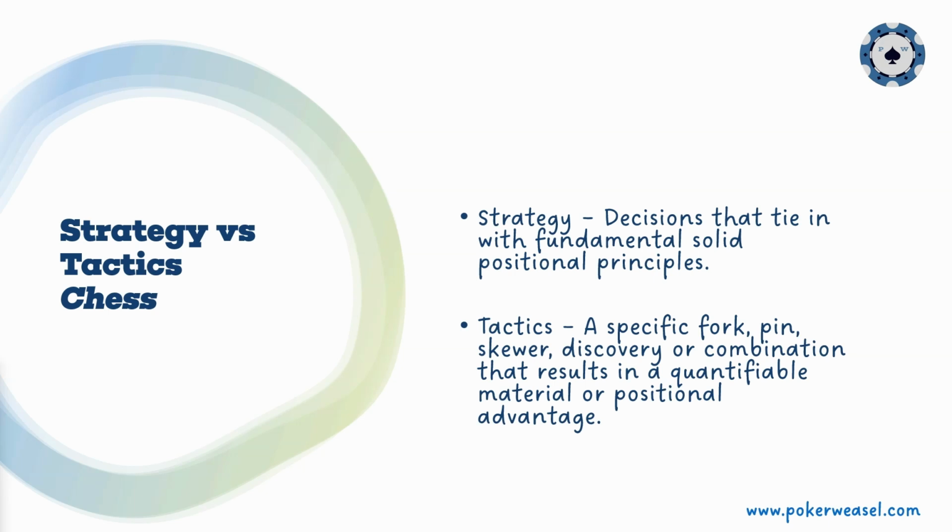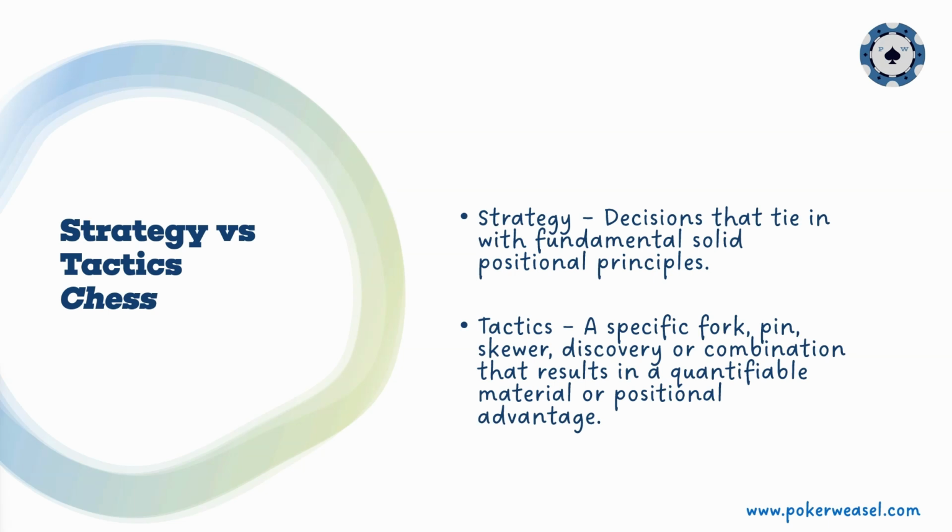A tactic in chess is not something that applies to the whole game. It usually just applies to one move or a short sequence of moves. So a tactic in chess is a specific fork, pin, skewer, discovery, or combination that results in a quantifiable material or positional advantage. After the use of a tactic, it's often quite clear that this particular player has an advantage because he's clearly up in material, or has clearly generated a positional advantage with that most recent tactic. So really we see that strategy applies to the bigger picture, whereas tactics are significantly smaller components that altogether help to comprise that bigger picture.